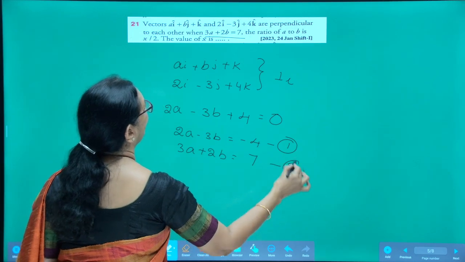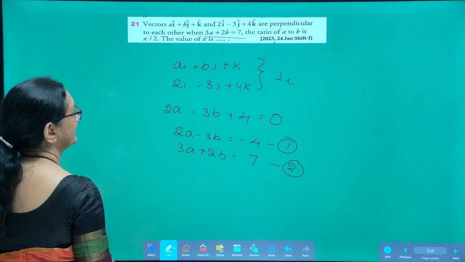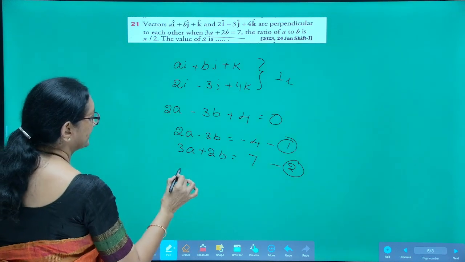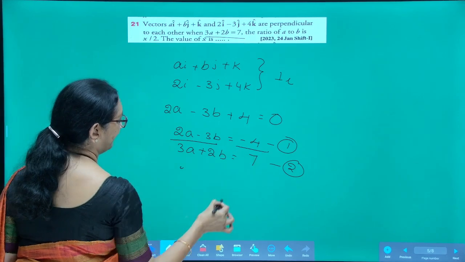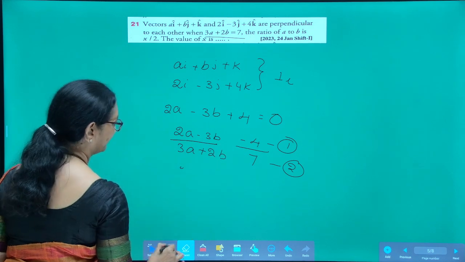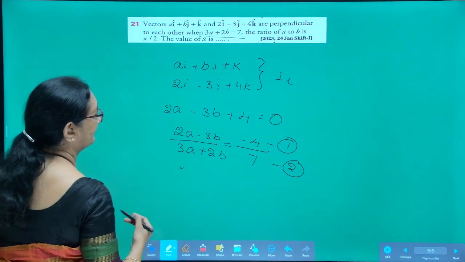Okay, the ratio of a to b is x by 2. To find the ratio, divide these two equations. If you divide these two equations, what do we get? Look, 1 divided by 2.